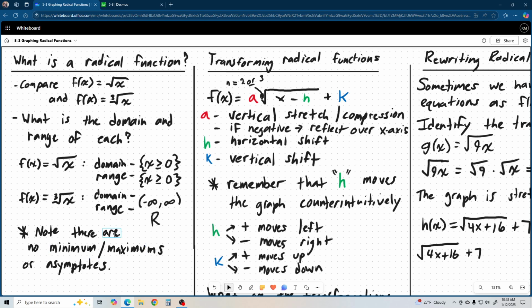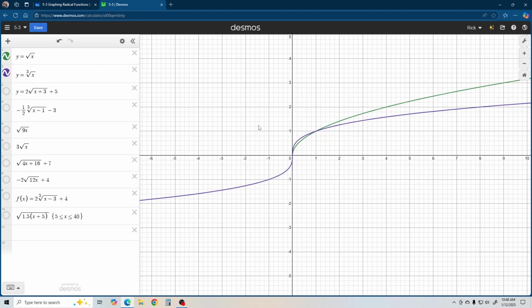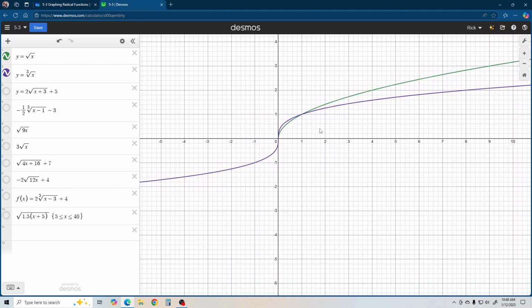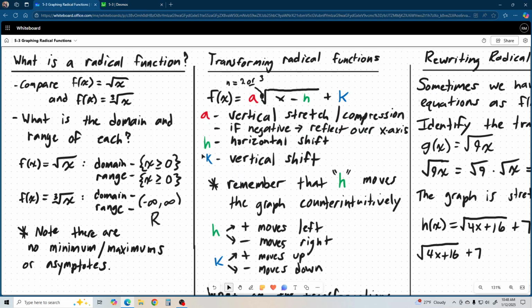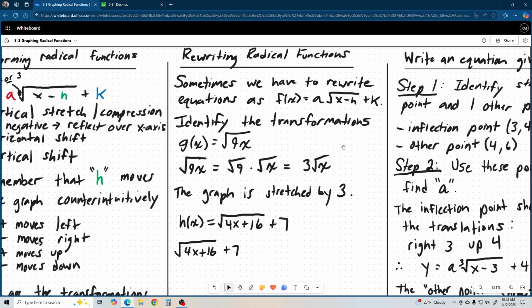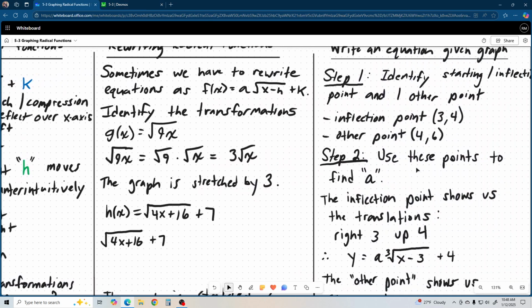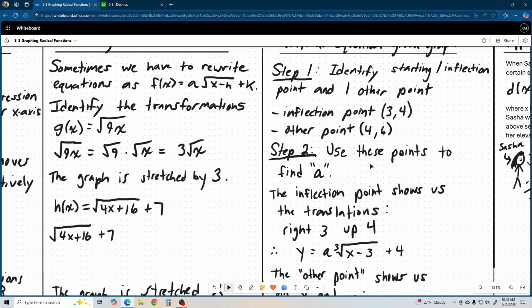Now you'll notice here, and I wrote this as a little note down here for you: note that there are no minimums or maximums or asymptotes. We have specific points on our graph here, and these points don't go by the same names as before. There are no minimums and maximums. They have two points. One of them is known as an inflection point.